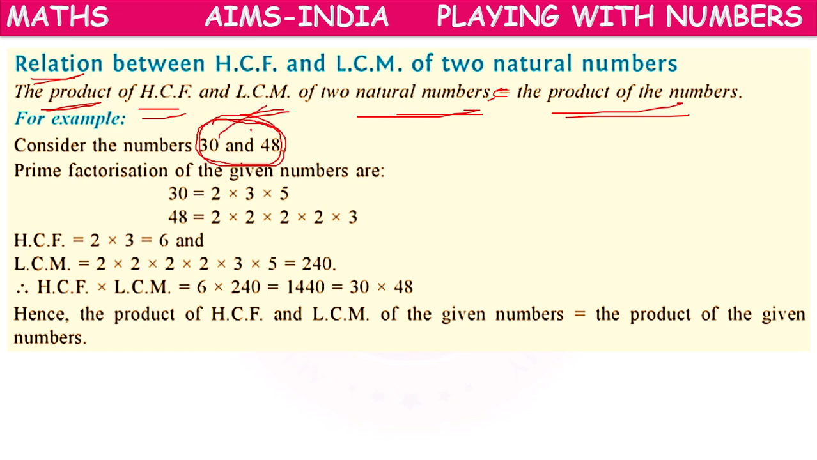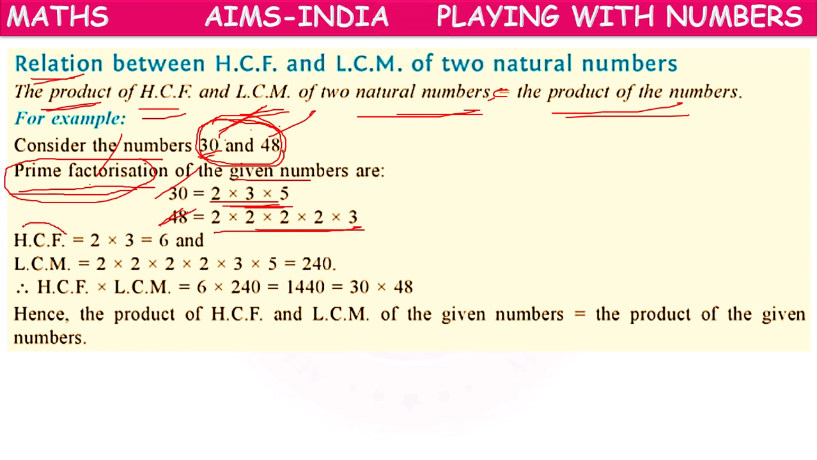what we have to do? We have to do prime factorization of the given numbers. What is prime factorization? Writing the given number as a product of its prime numbers is called prime factorization. Like that, for 30 we have to do prime factorization, and for 48 we have to do prime factorization. We will get some prime factors.